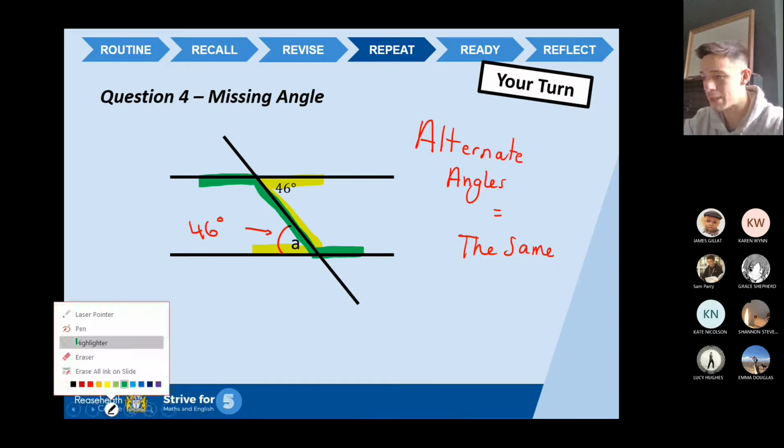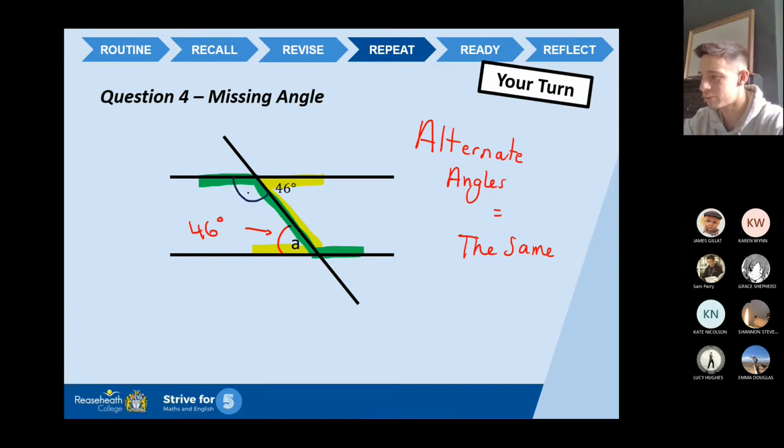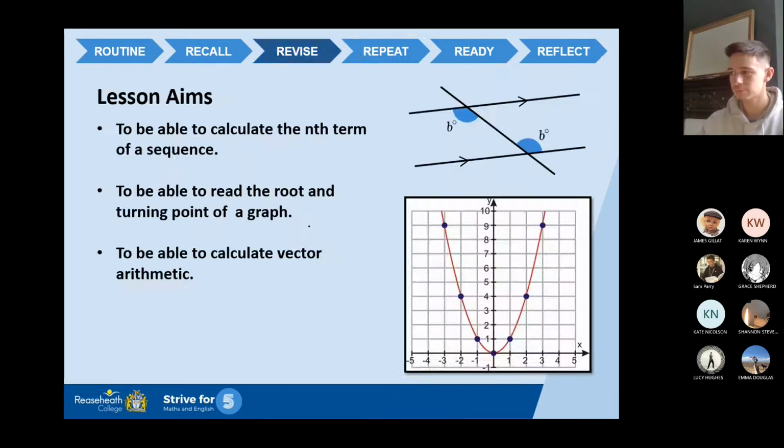So what does that mean, you may be asking? Well, it means that this angle, we'll call it B, is the same as that one there. So those two angles are the same because they're alternate. Once again, make a note of that. If you're thinking, Sam, I'm not too sure about that, write down alternate angles. Get yourselves onto YouTube, Google, look at some examples, drill into your long-term memory.